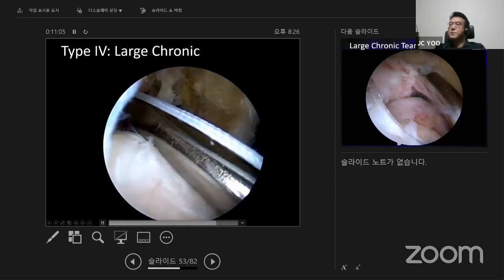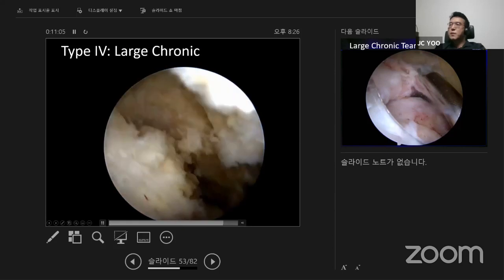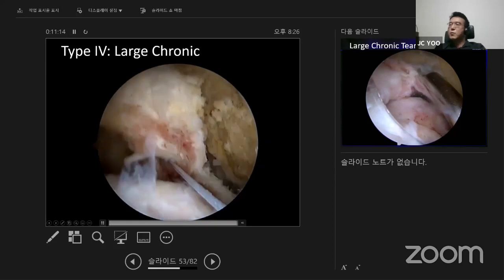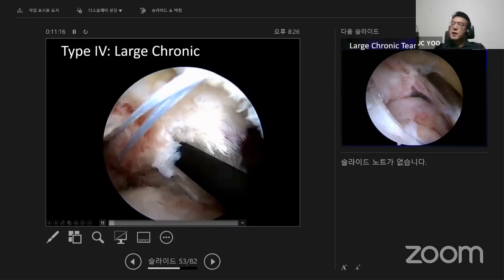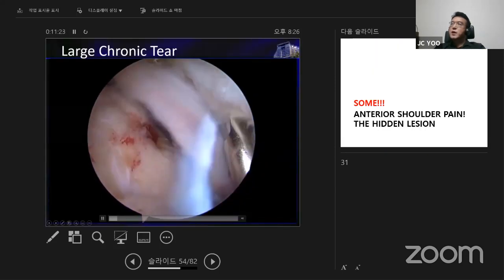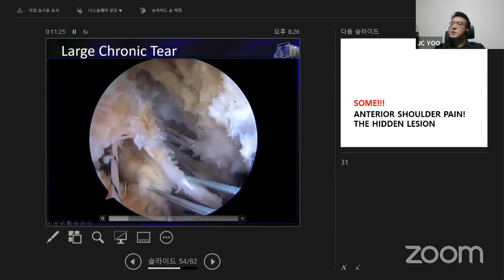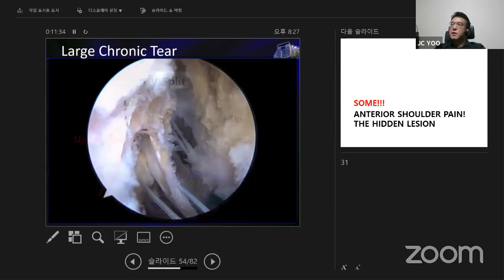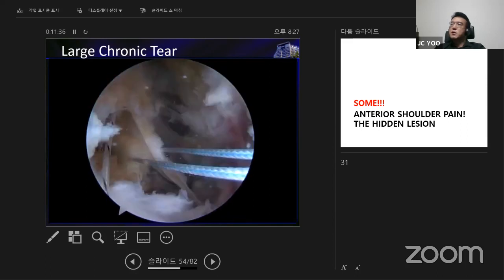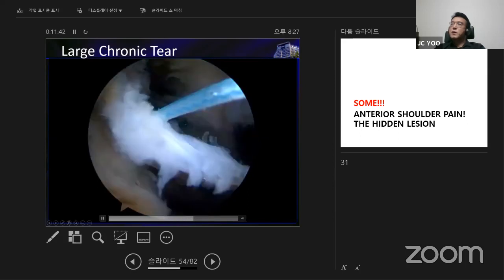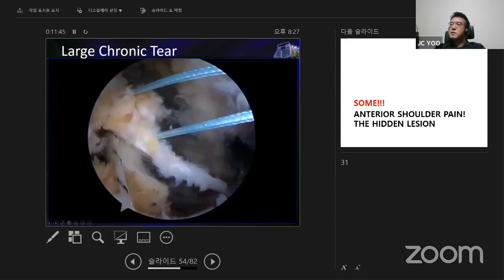You can see that the entire first facet is exposed right there, but you can see that no matter how much tension I give with that traction stitch, I still cannot get the footprint covered. And some large chronic tears also have this V-shaped tear. I don't know if you understand this V-shaped tear. If you understand this V-split tear, you're a very, very highly experienced surgeon of this subscap. You have the lower portion here, and you have the upper portion of the tear with the comma sign continuity. And this is a V-shaped tear.